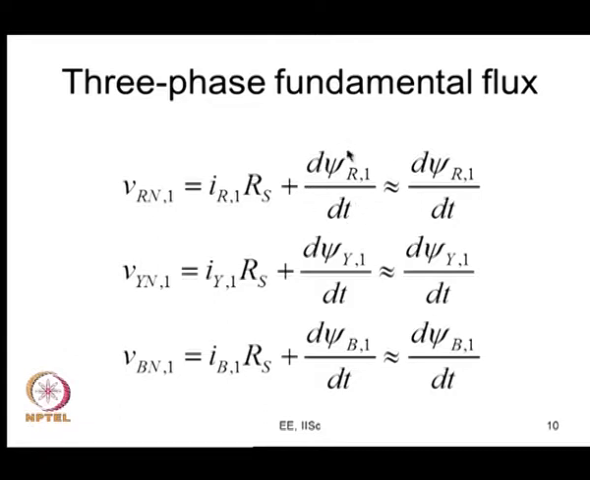So, this is really the rate of change of flux linkage now, and as we discussed in the last class, the resistance drop could be negligible in most cases, and you can say V_RN1 is approximately equal to dψ_R1/dt. The same way V_YN1 is dψ_Y1/dt, and V_BN1 is dψ_B1/dt. Now, ψ_R1 is sinusoidal, therefore d/dt of that would also be sinusoidal. So, it would be the amplitude of ψ multiplied by frequency. So, that is what you will actually get here.